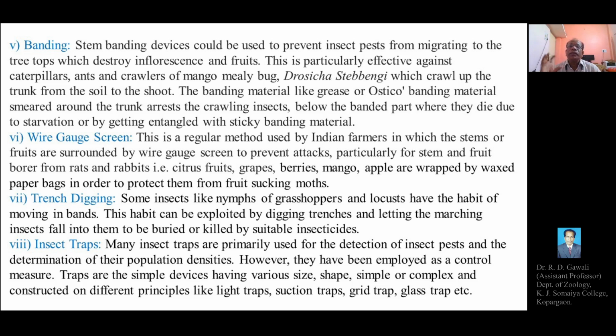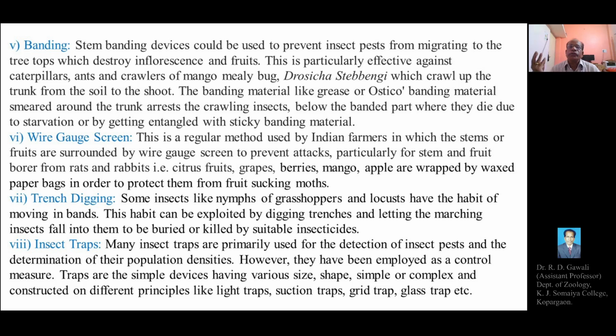Then the next material used as a mechanical control measure, that is the use of wire gauze screen. Wire gauze screen with a definite mesh size. So this is a regular method used by Indian farmers in which the stems or the fruits are surrounded by a wire gauze screen to prevent the attacks, particularly for stem and fruit borer, from rats and rabbits.